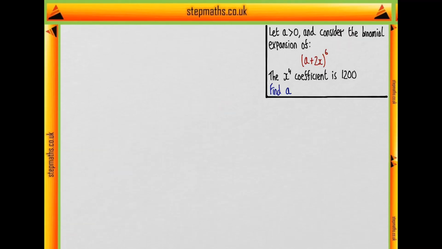So we need to somehow use the information that the x^4 coefficient is 1200. What we need to do is get some kind of expression for the x^4 coefficient from this. But we don't have to expand all this out, that'd be an absolute pain. We're just going to pick out the one we want.